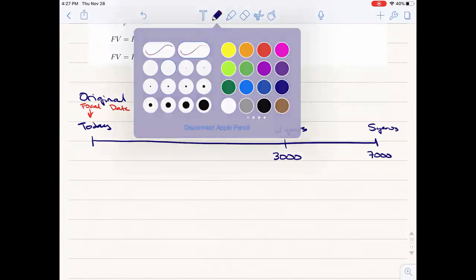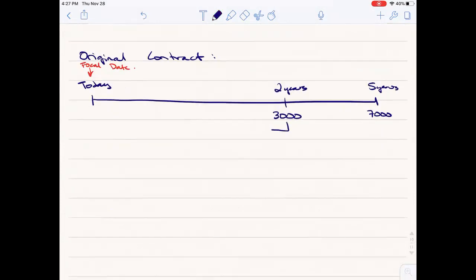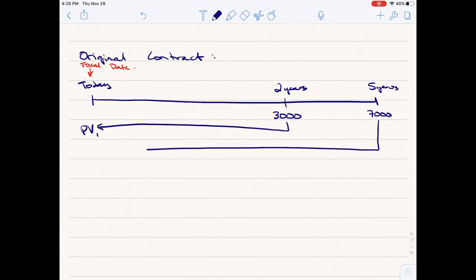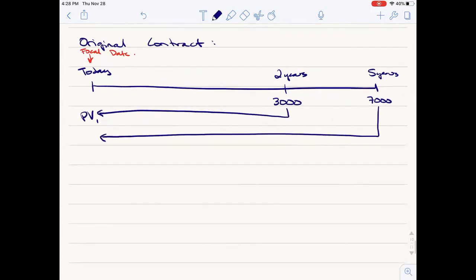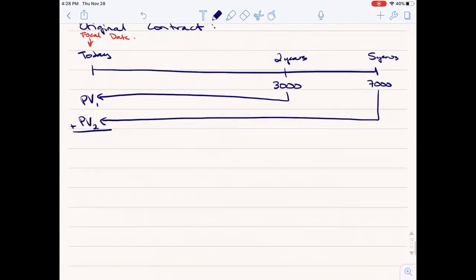So for this original contract, this 3,000 is going to get pulled back to today. And because I'm pulling it backwards, I'll call it PB1. And then the 7,000 is going to get pulled back to PB2, let's call it. If I add these up, this is the total value of the original contract today.